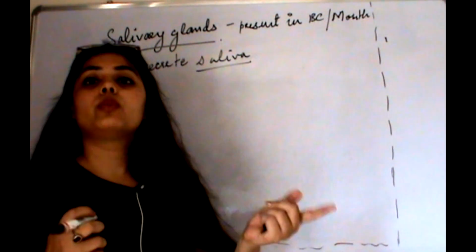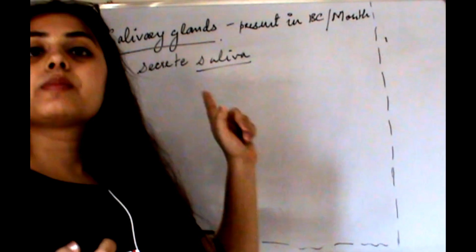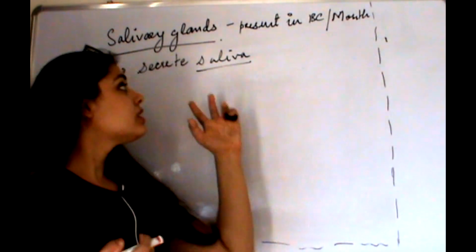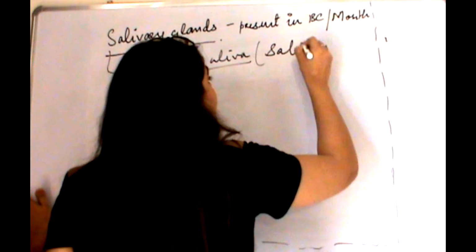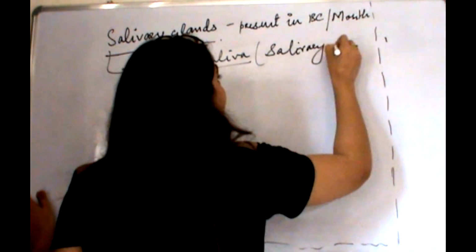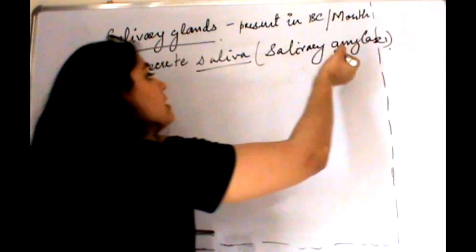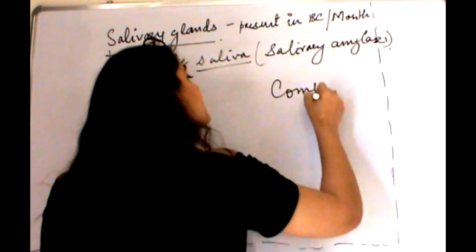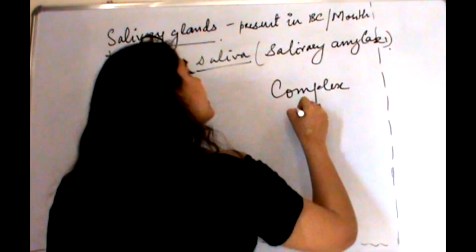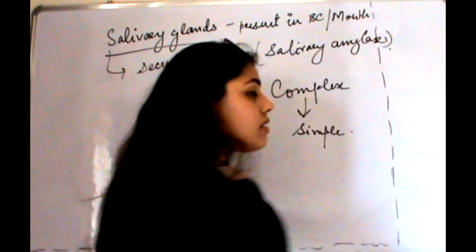In the last video, I talked about the chemical digestion which takes place only because of saliva, right? Because saliva consists of salivary amylase, and this salivary amylase acts on complex substances and converts them into simpler ones.